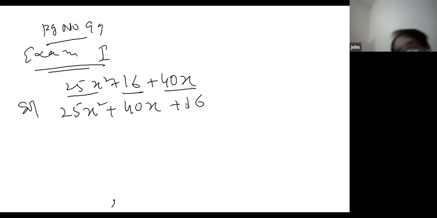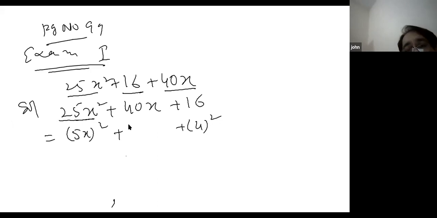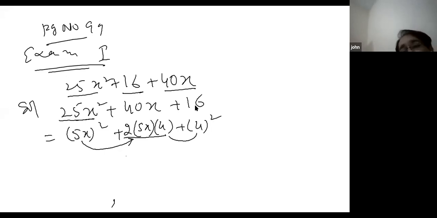We will do it this way. Now look at this. It is the perfect square of what? It is the perfect square of 5x whole square. Similarly, this is the perfect square of 4. Now we have two times the first term into the second term. First term 5x and second term 4, multiplying all these you will get 40x. Expanding the square you will again get 25x square, and expanding the square of 4 gives 16.